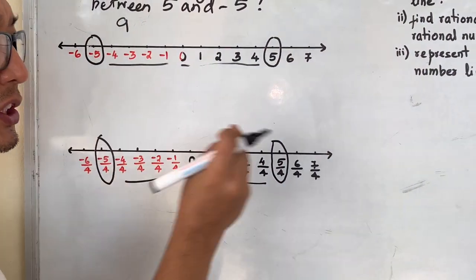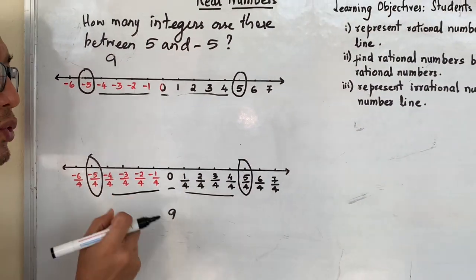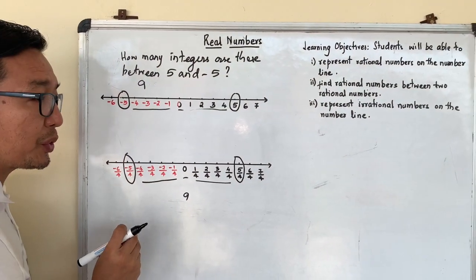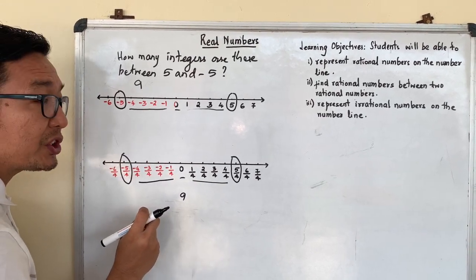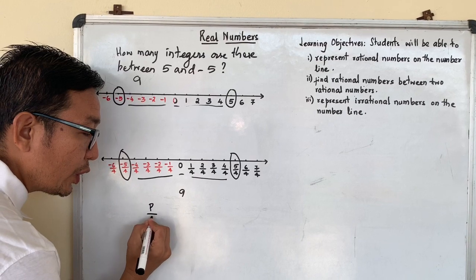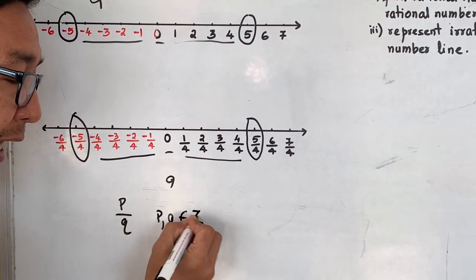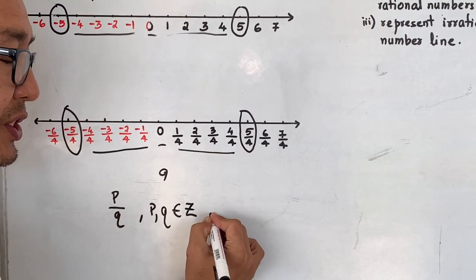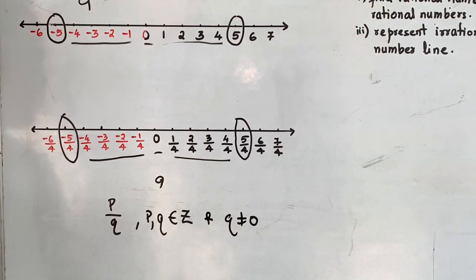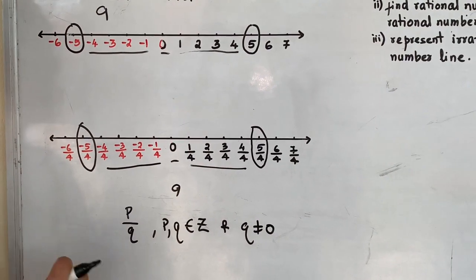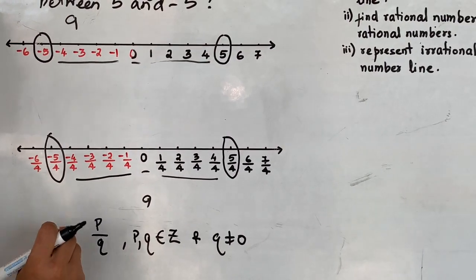A rational number is a number which is in the form of p by q, where p and q are integers and q is not equal to 0. That number is a rational number. So for rational numbers, in this example, we will look at them on the number line.